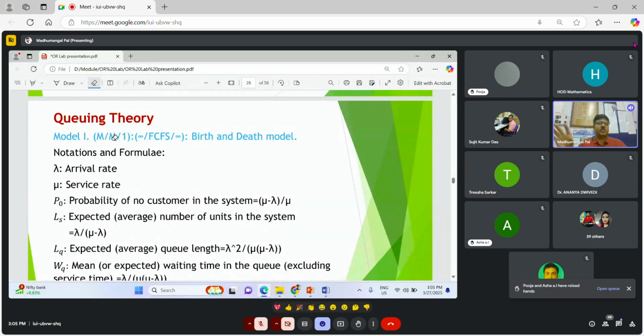In queue theory there are a lot of models. Based on the arrival parameter, the first M is the arrival parameter, the second M is the service parameter, and the third represents the number of channels. That means in railway stations there are multiple ticket counters. So if there are four ticket counters in a railway station, then this third parameter represents the number of channels, and we have to write MM4.